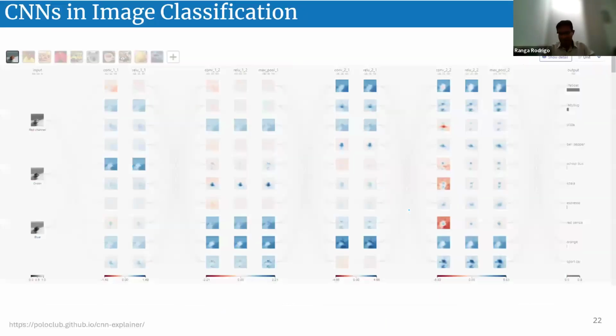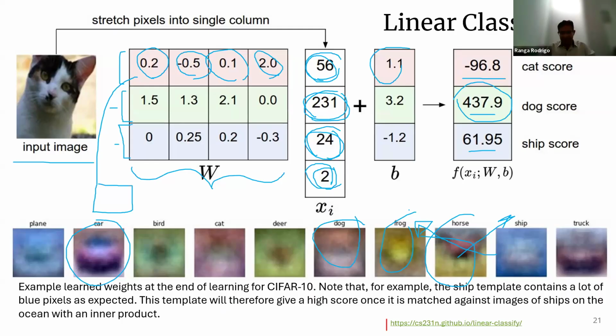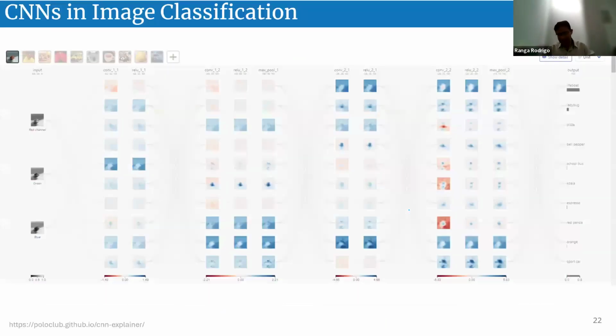Okay, so that's the linear classifier. You can see we just have W times X plus B. That's the equation of a line: a line in 1D, a plane in 2D, and so on, a hyperplane and so on. So the next thing is the convolutional neural network.